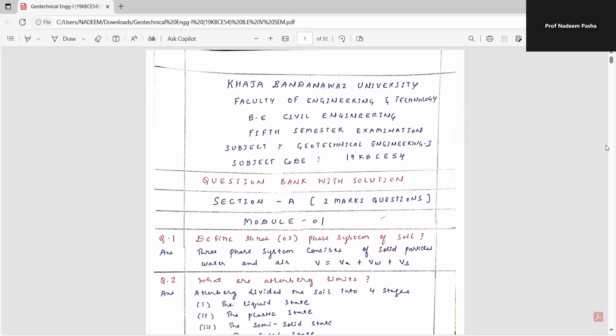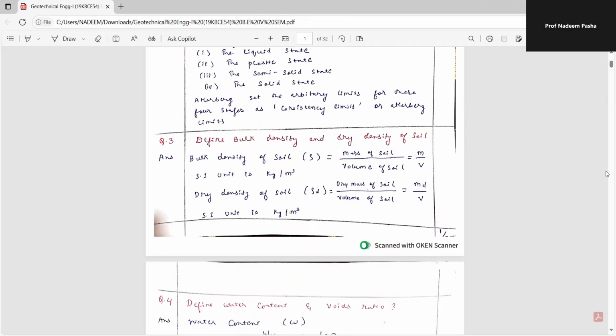Next was Atterberg limits. Atterberg divided the soil into 4 states: liquid state, plastic state, semi-solid state, and solid state. Atterberg set the arbitrary limits for these 4 states as consistency limits or Atterberg limits.